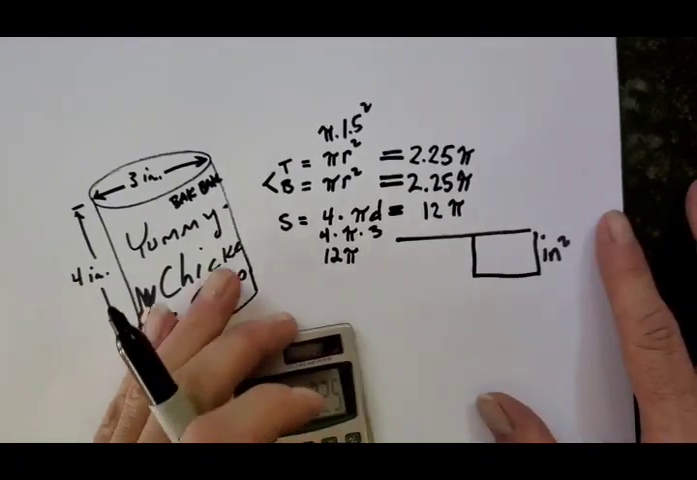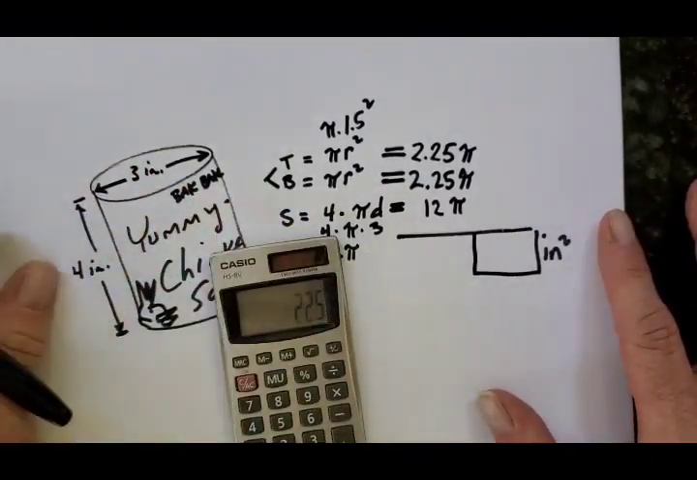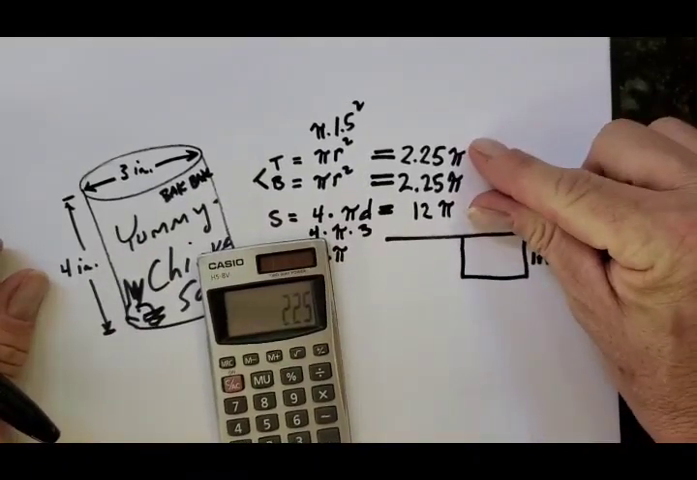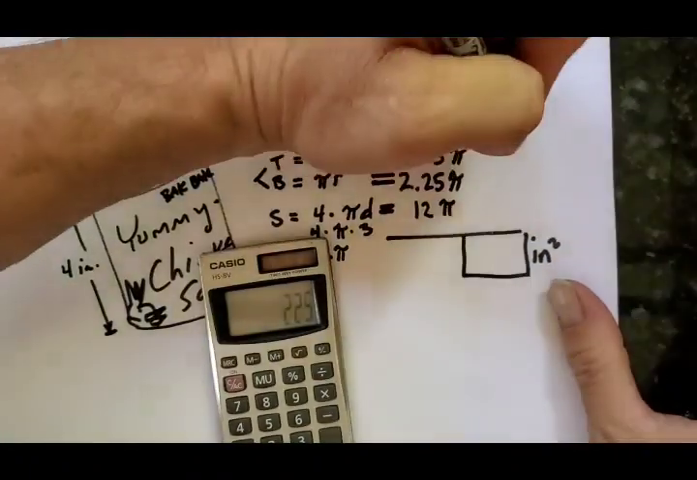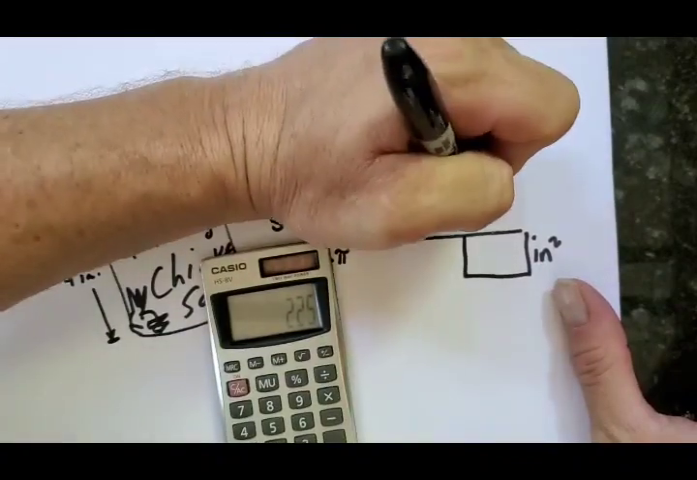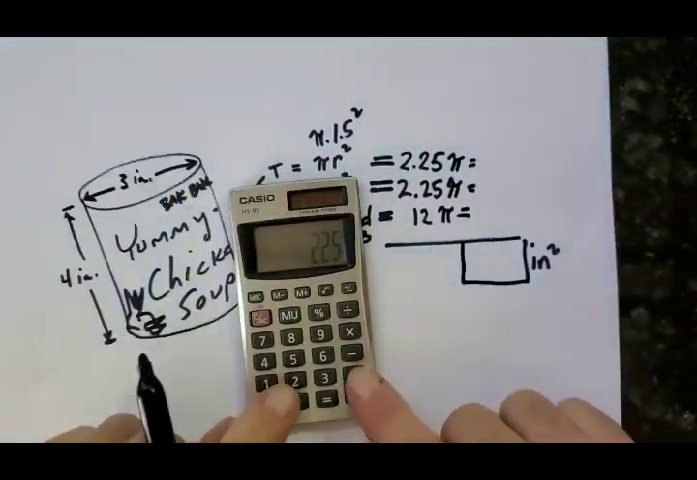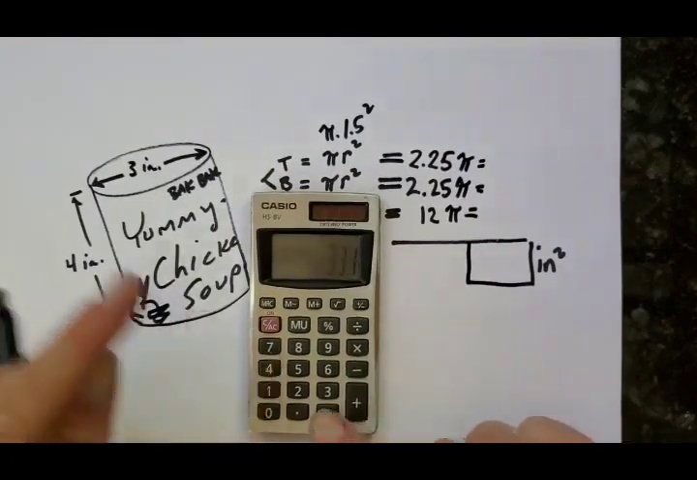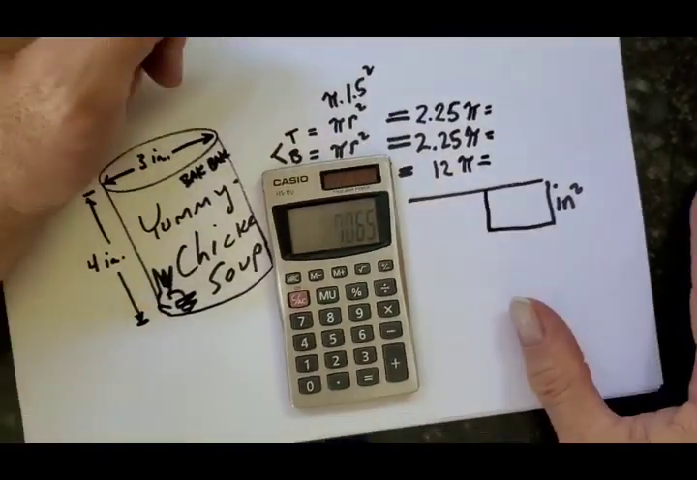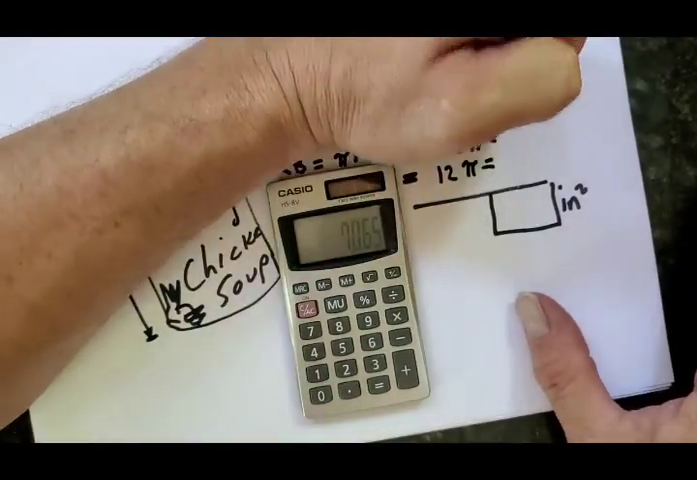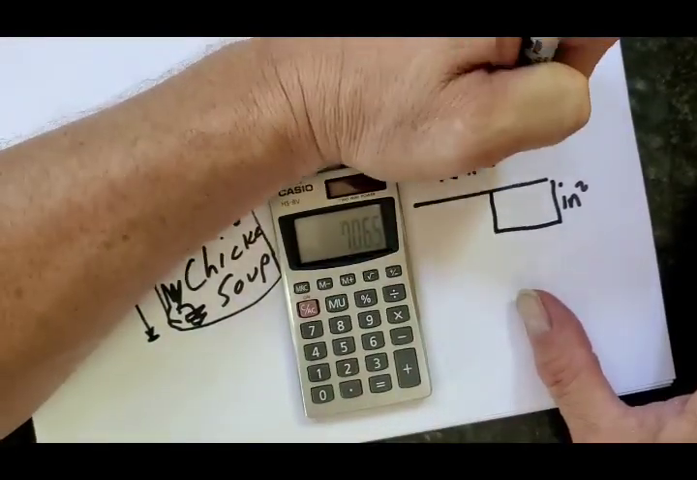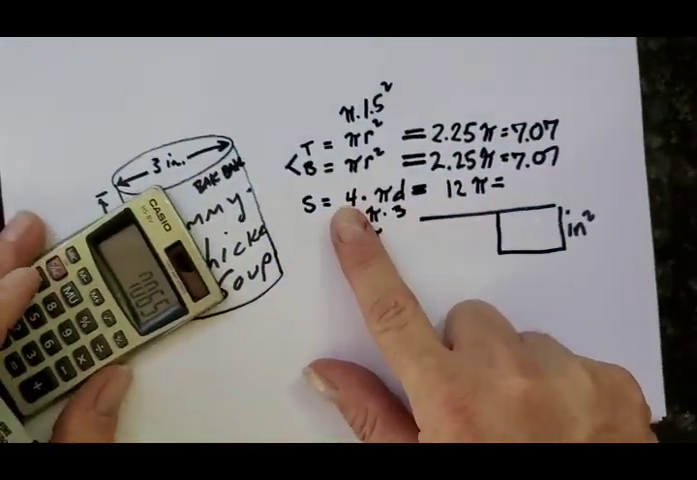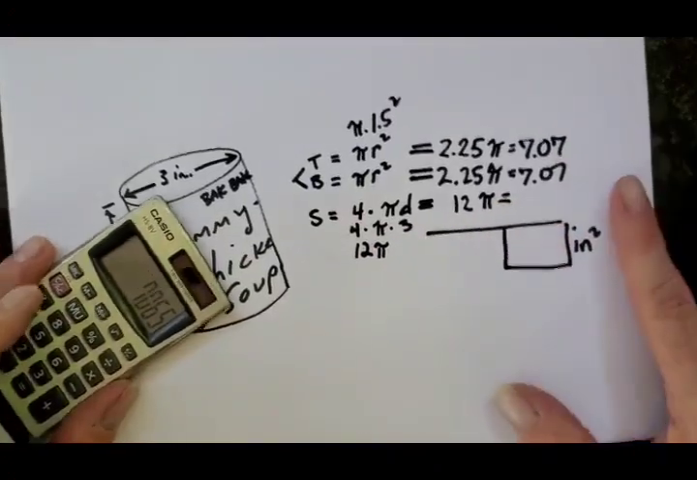Alright, so here's what I need to do. I need to calculate all of these, figure out how much they are, each of them, and then add them all together. Okay? So, 2.25 times 3.14, it's about 7.07. This would be the same. Now 12 pi, because I multiplied 4 times 3 pi, it's 12 pi.